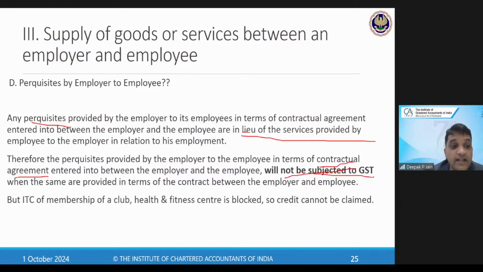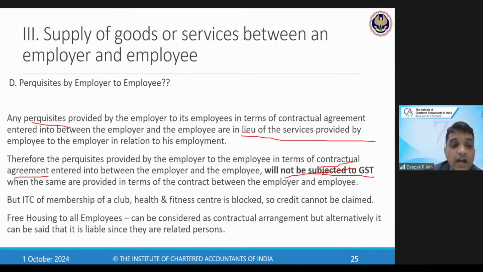But ITC of membership of a club, health and fitness center: on this, the company which pays the membership fees for the employees cannot say that this is also part of the employment contract, so I can claim the credit. They are again part of that blocked credit. So any membership fees they pay, health and fitness center charges, will all be blocked credit. On that, they cannot claim the credit.